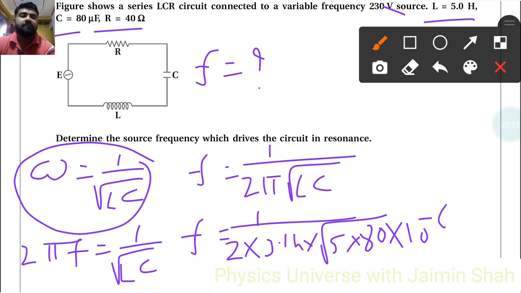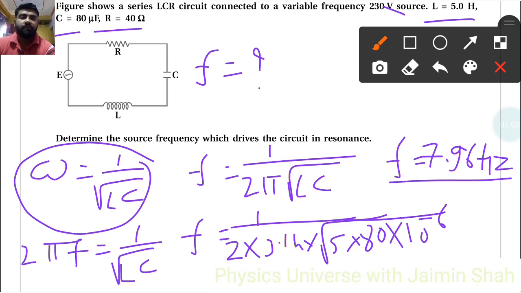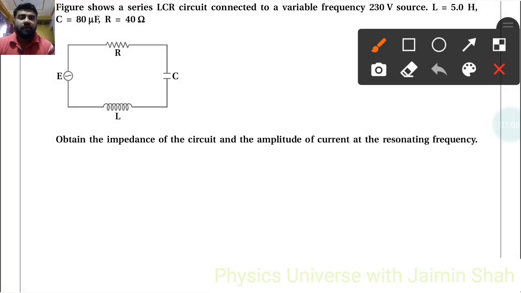10 raised to minus 6. So here the answer is the frequency, 7.96 hertz. So that is the resonance natural frequency. Now the second question: obtain the impedance of the circuit and the amplitude of current.